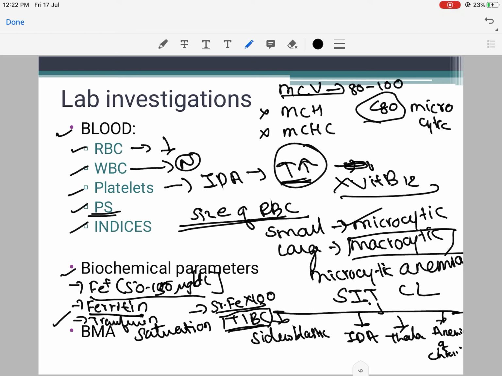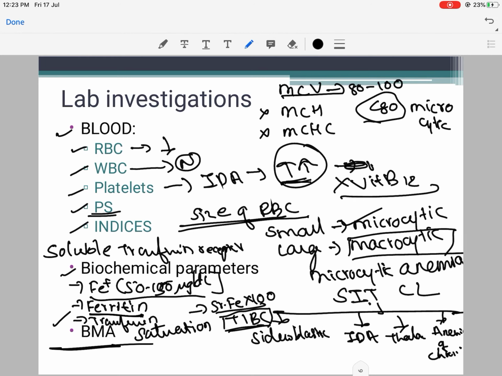Another important feature is soluble transferrin receptor. We actually take a ratio of soluble transferrin receptor to log of ferritin. If the ratio is more than 1.5, it means that there is iron deficiency anemia. If it is less than 1.5, it means anemia of chronic disease. Now bone marrow in iron deficiency is not indicated at all. Bone marrow is only indicated for macrocytic anemia. Bone marrow is not indicated for iron deficiency anemia.